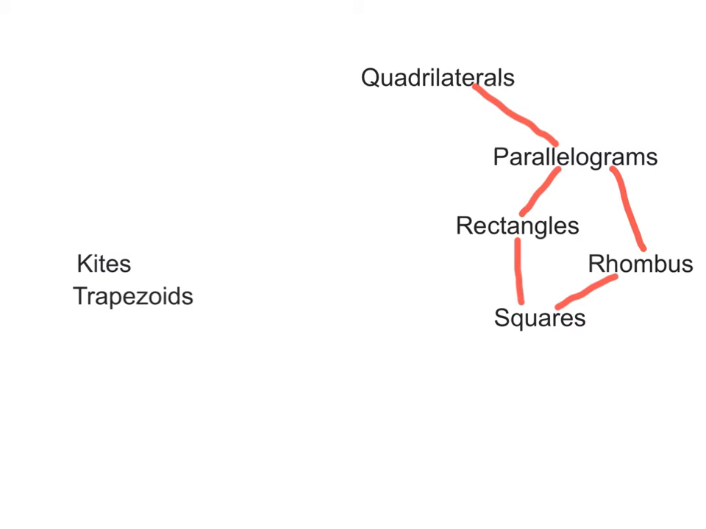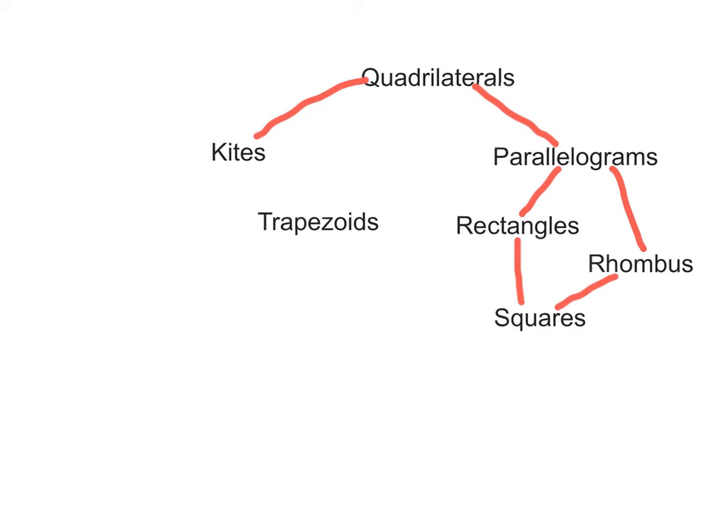Now what about these other two things? Well, they're both quadrilaterals, but they kind of live in this other little world over here. So a kite, while it's a quadrilateral, is kind of over here by itself. And a trapezoid, same thing. It's not a kite, so we wouldn't put it underneath that, but it is a quadrilateral. So all trapezoids are quadrilaterals, but not all quadrilaterals are trapezoids, and vice versa for kites and parallelograms, etc.